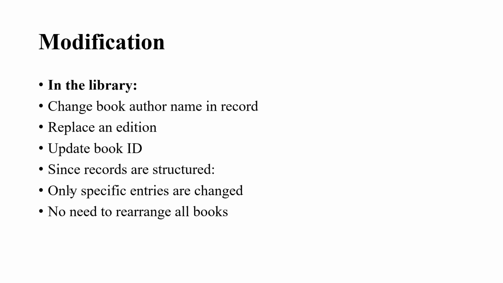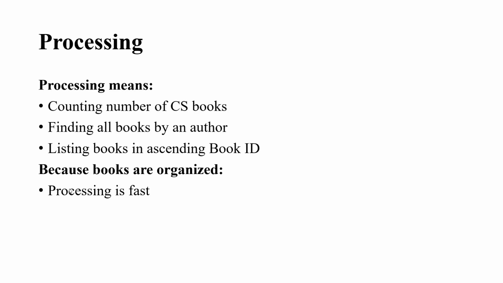When it comes to modification in the library, if you want to change the book or the name in a record, or replace an edition or update a book ID, since the records are structured, only specific entries are changed. No need to rearrange all the books. So next is the processing.